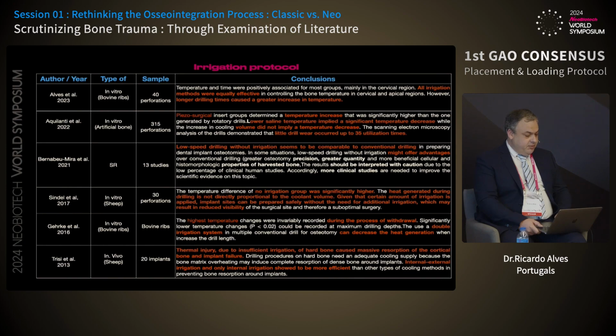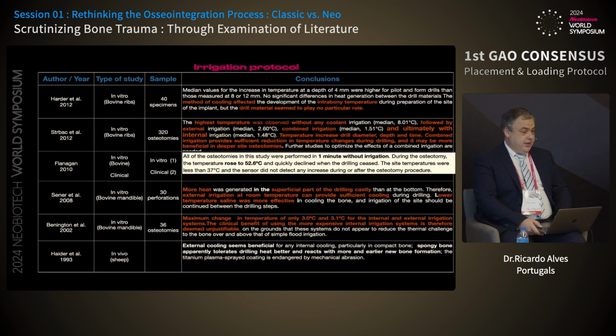Regarding the irrigation protocol, there is also no consensus. Some studies find that internal irrigation has better results, others that combined irrigation has better results, others say that the greatest temperature increase is on the surface of bones, so external irrigation works perfectly and we don't need more expensive systems. With internal irrigation, we always have the problem of clogging of the bone chips inside the channel.